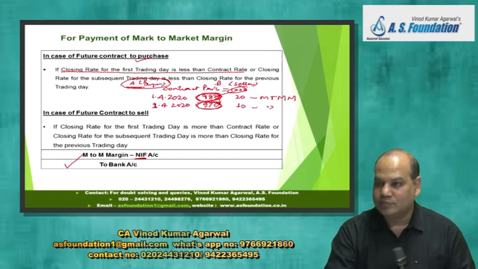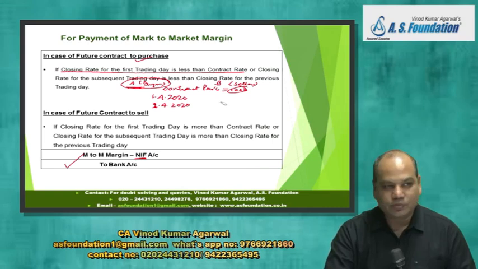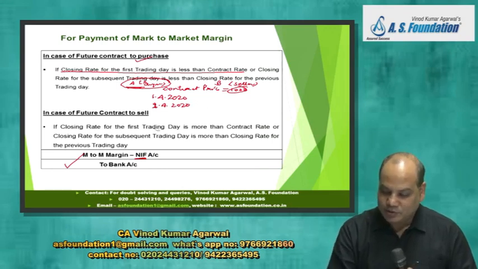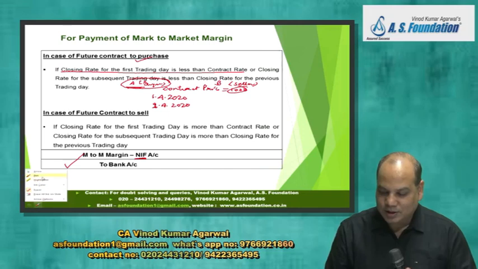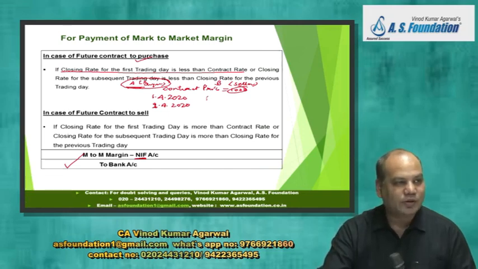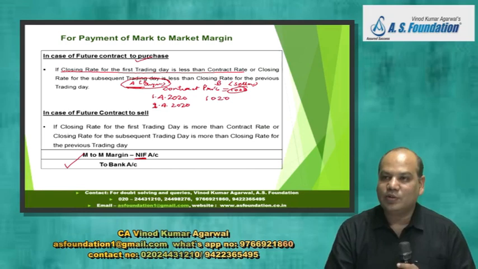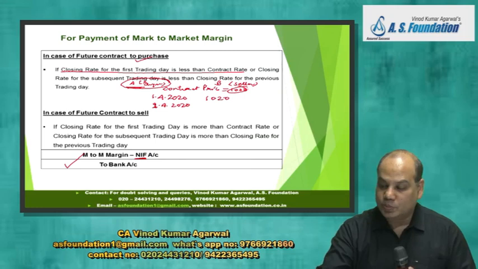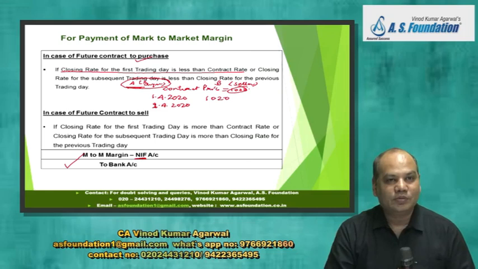In case of seller, same example, but I'll make it a small change. Suppose now we have to look at this question from B's point of view. Hello, don't sleep. Now we are looking at the question from B's point of view. Contract price is 1000. Market price at the end of the day is 1020. Who will pay? B will pay, because B has agreed to sell at 1000 and market price has gone up.